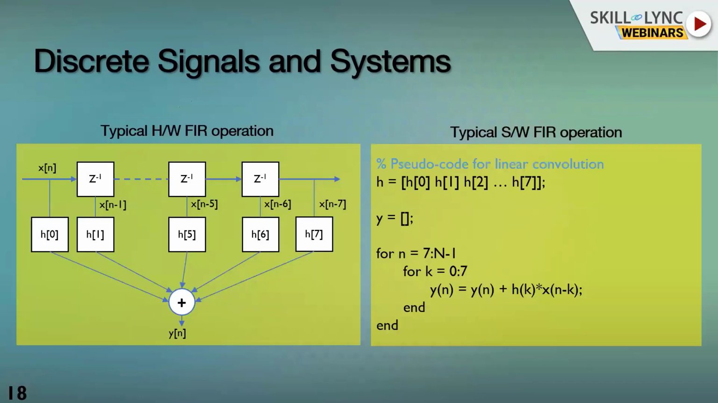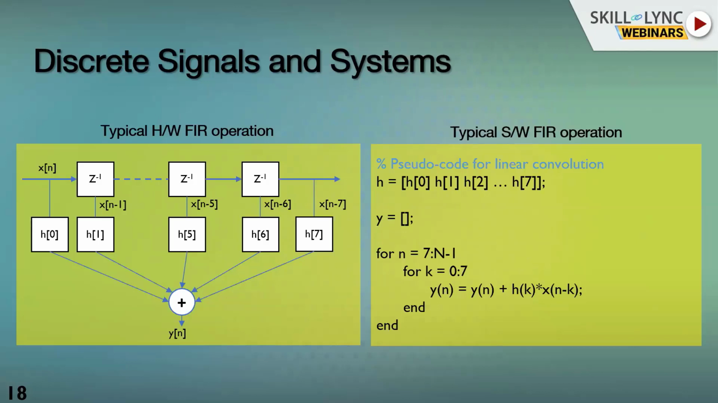So I'm showing a typical FIR, finite impulse response, implementation here. The left-hand side shows a hardware implementation where we are using delay blocks and adders to implement the FIR operation. This is an 8-tap filter implemented here in hardware. The same filter can be implemented in software also, where we have some C code running on the chip or some assembly language code running on the chip, which will do the same FIR operation on the inputs.